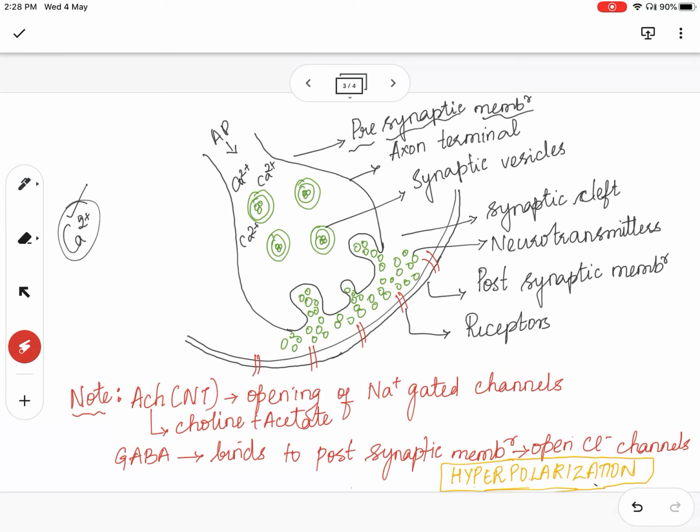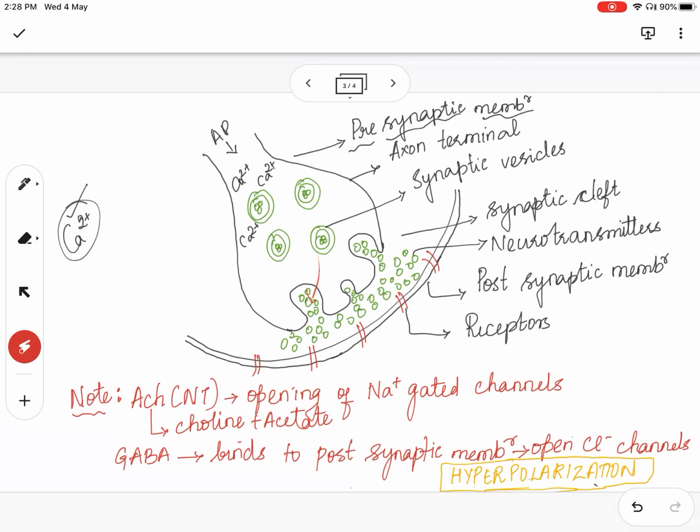In the presynaptic membrane, it becomes permeable to the calcium ions, which in turn results in the entry of these calcium ions. Under the stimulation of these calcium ions, the synaptic vesicles get stimulated and they burst out. Once they burst out, inside them they have neurotransmitters present.